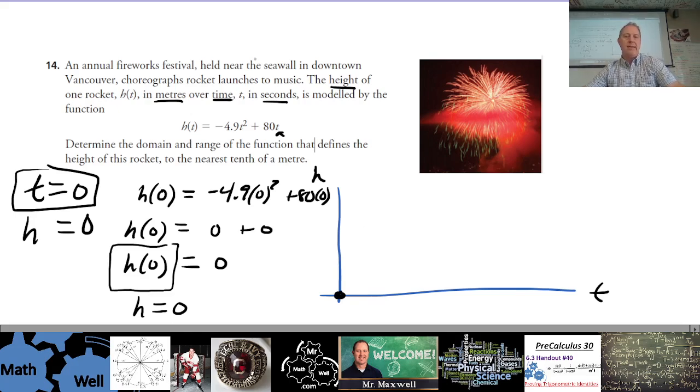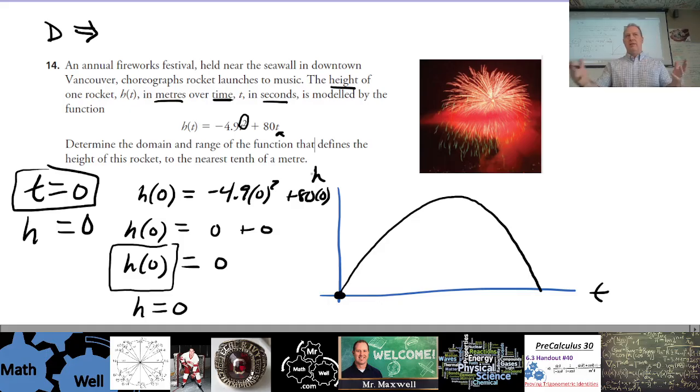Now, this is a quadratic, so we said the shape is a parabola. And parabolas are symmetrical, so they go up and then they come down at the same rate. I'm going to try and draw that as symmetrical as possible. Now, the question asks about domain and range. So what is the domain? Just explain it to me in words. What is the domain here in this question?